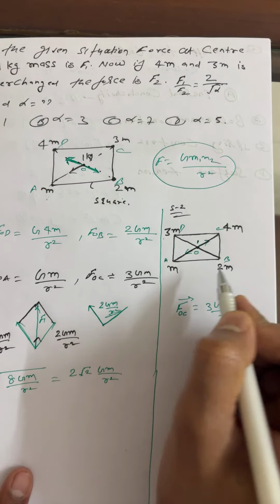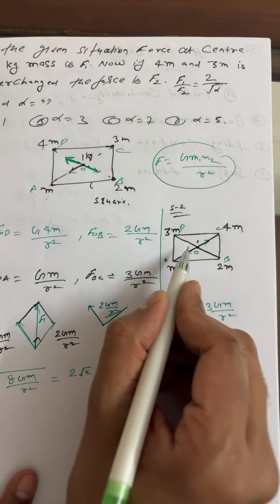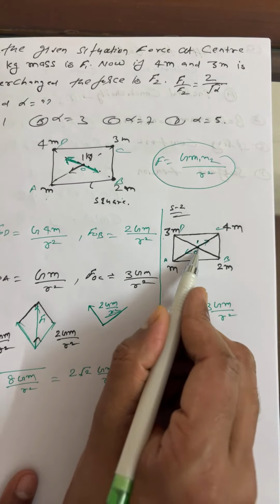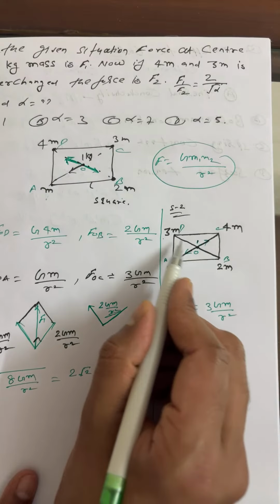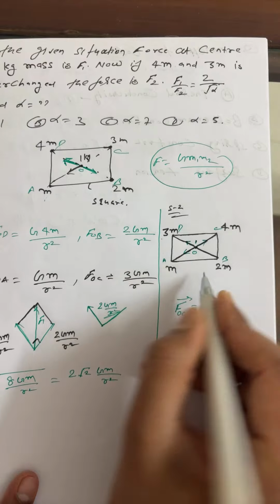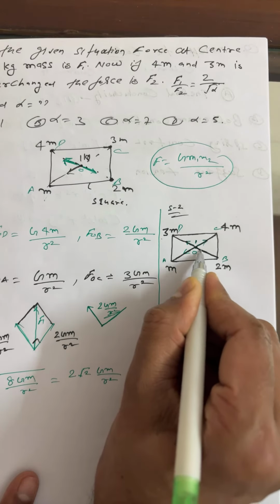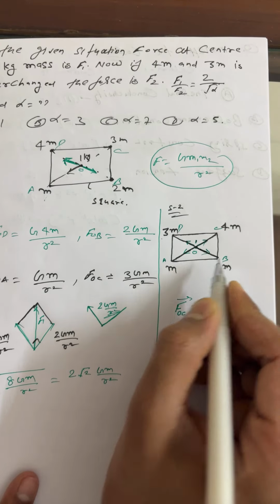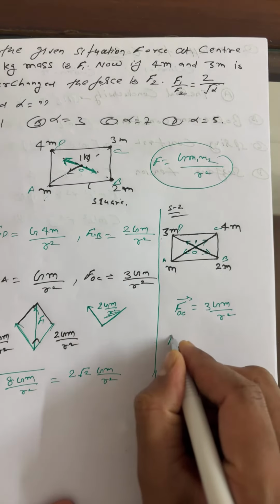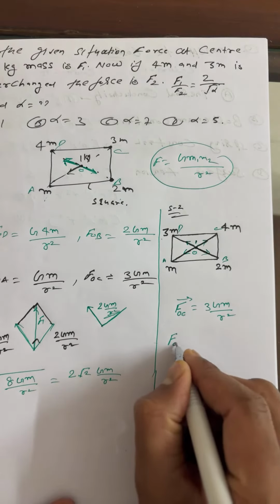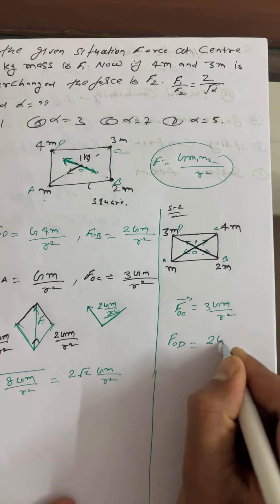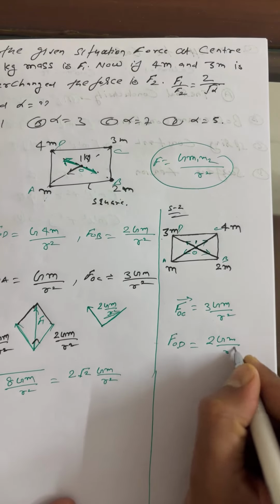Everywhere R means the same square side A. Now again, this is 3Gm by R square and this is 2Gm by R square. So 3 minus 2: 3Gm by R square in this direction, 2Gm by R square in this direction. So 3 minus 2, this is 1 only. Now the force due to OD is 2Gm by R square.